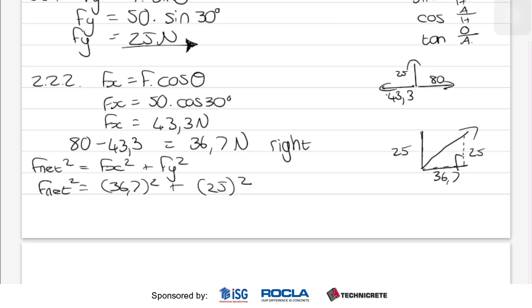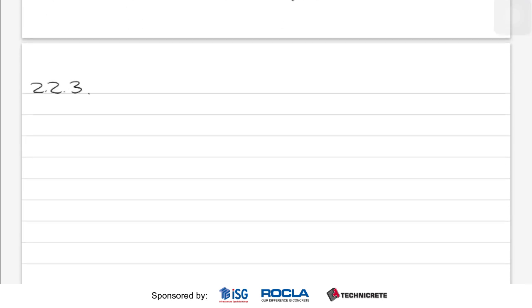And if you put that into a calculator, you should get your Fnet to equal 44,41 newtons. And now again, they only said magnitude of the resultant force. They did not say the direction, although question 2.2.3 is the direction. But for 2.2.2, you just have to leave it like that. But now for 2.2.3, they ask for the direction. How could we determine our direction here?